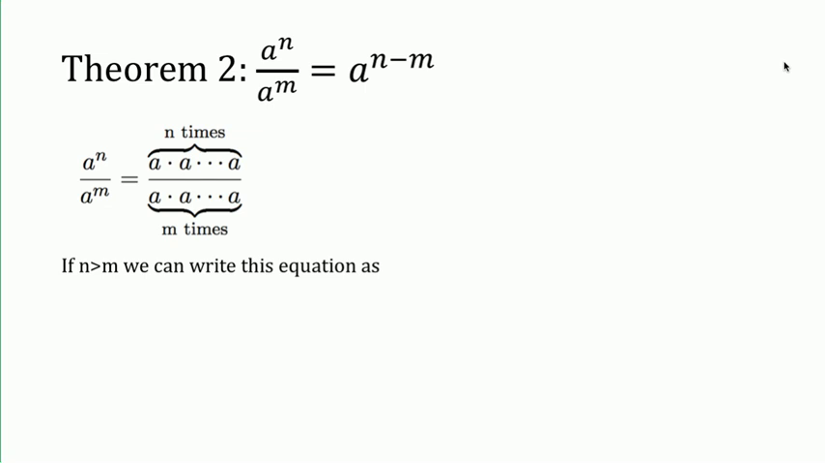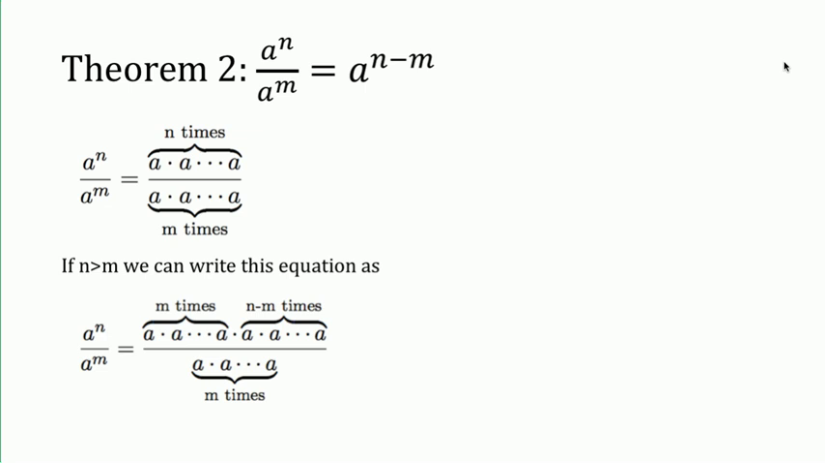First, if n is greater than m, we can write this equation as a times itself, m times, multiplied by a times itself, n minus m times, all divided by the same denominator as before. Now if we divide the m amount of a's out of the numerator, the fraction reduces to a times itself, n minus m times. And by the definition of exponents, this just equals a to the n minus m power.